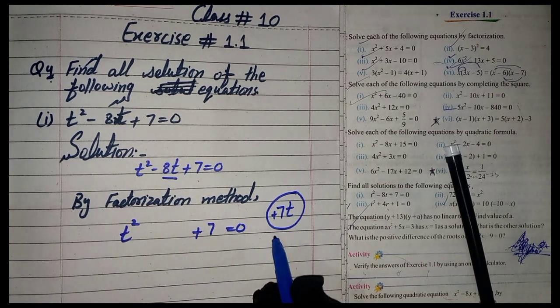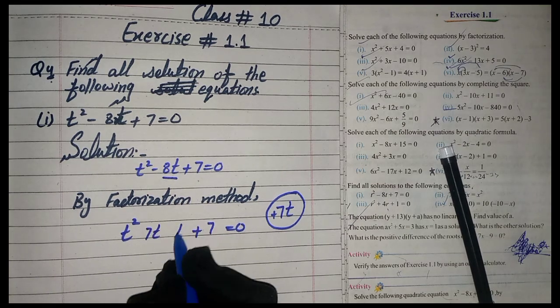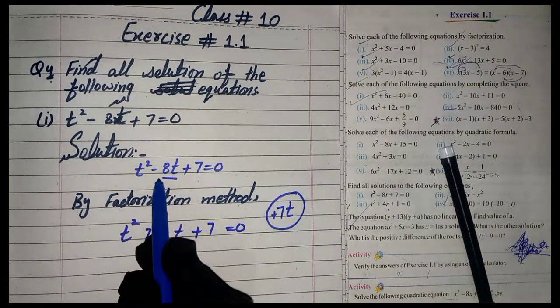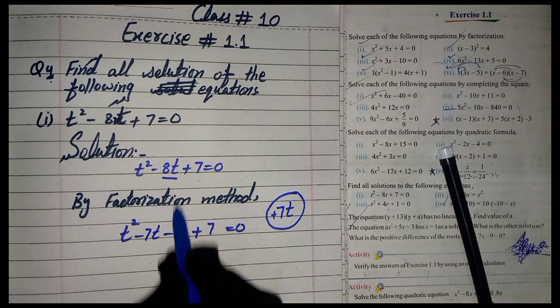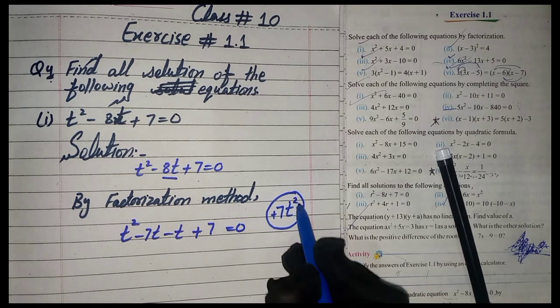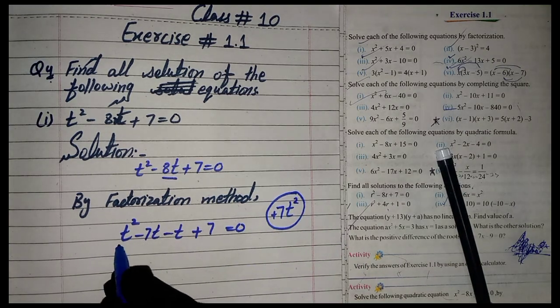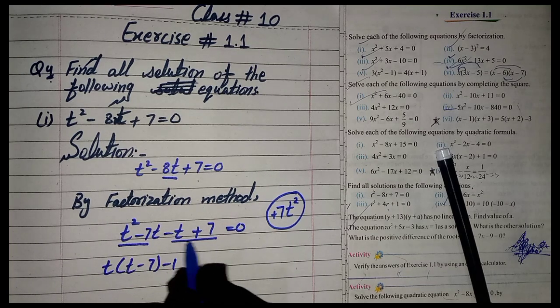7 ones are 7, 7 plus 1 is 8. So 7t and t. We use minus sign. Minus 7t minus t, minus minus plus 7t and t become 8t, and when we multiply 7t with t it becomes 7t square. We take common from two terms. Here t is common: t minus 7. In the other, no number is common, so we take 1 as common.